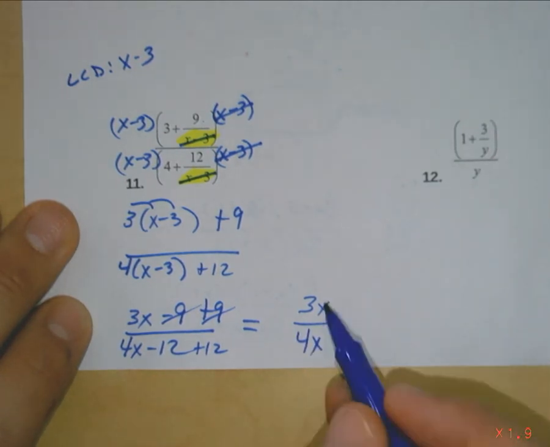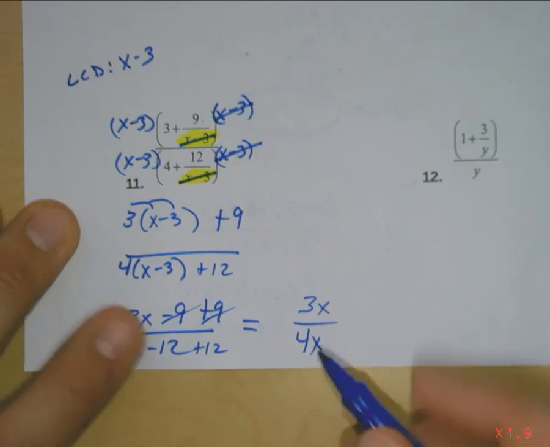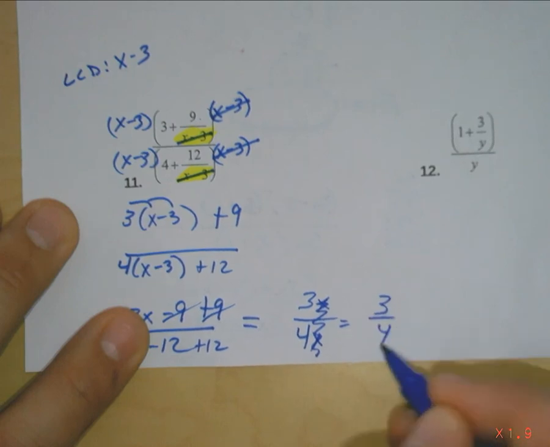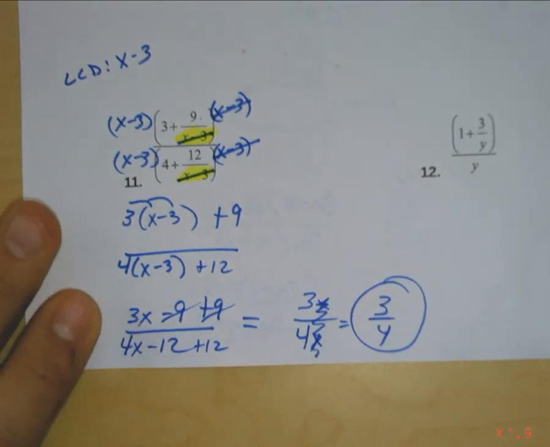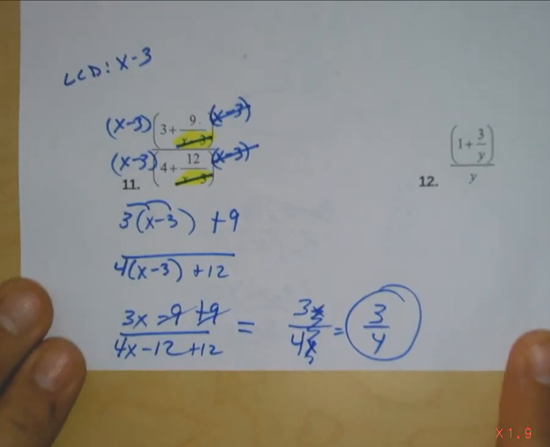Well, this is a monomial. This is a monomial. These can be reduced, right? So these x's reduce and leave me with just 3 over 4. So 3/4, final answer.